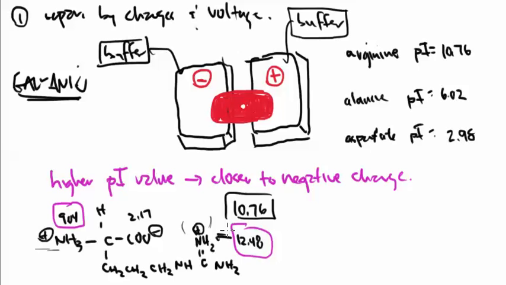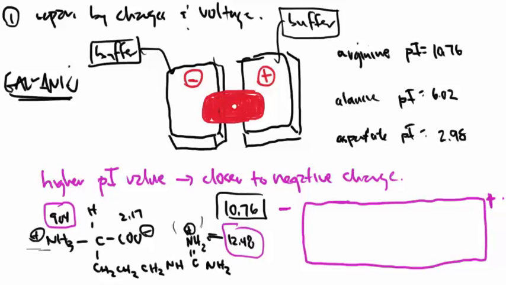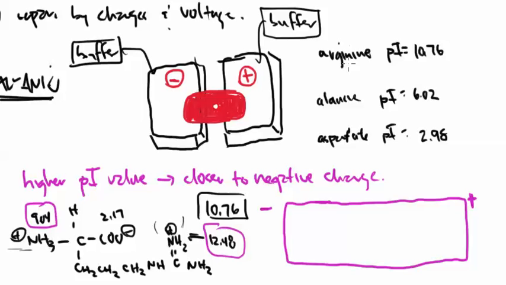So the general rule of thumb is that if you look at this structure, this is more positive, so therefore it will be attracted to the negative end. So on a sheet of paper, what I would see is the negative end would be over here and the positive end would be over here. And if we had to look at the order of separation, I look at the pI values. I would see arginine would be closest to the negative.